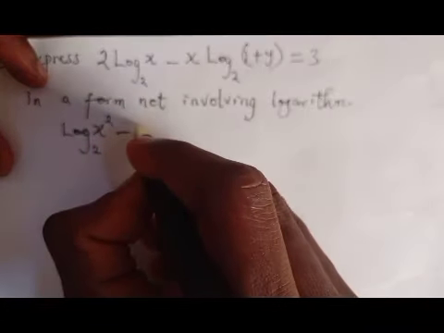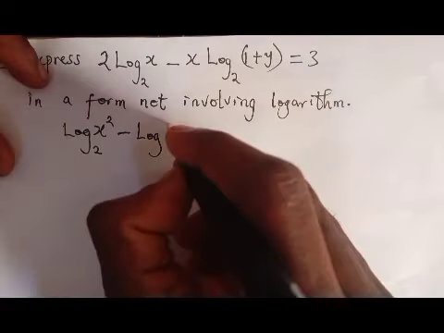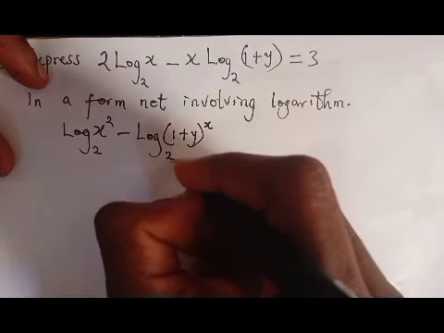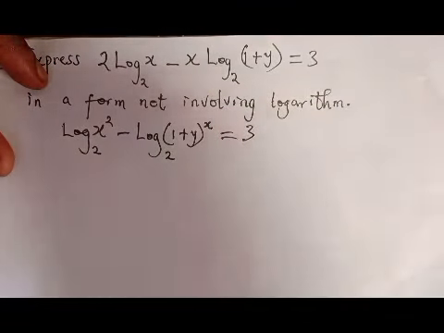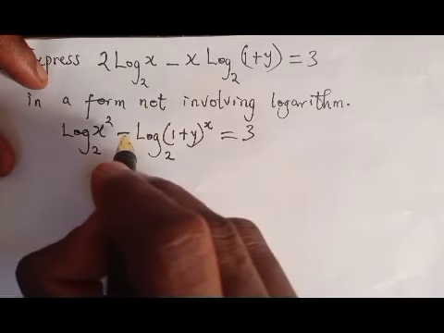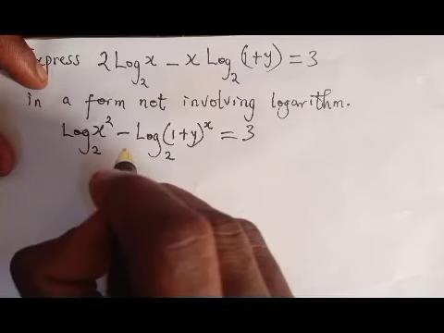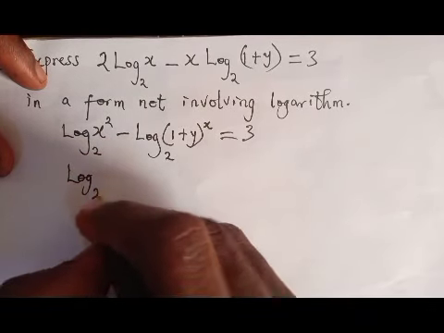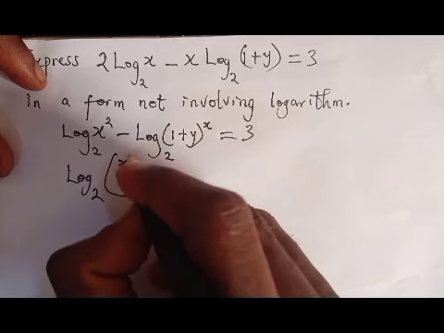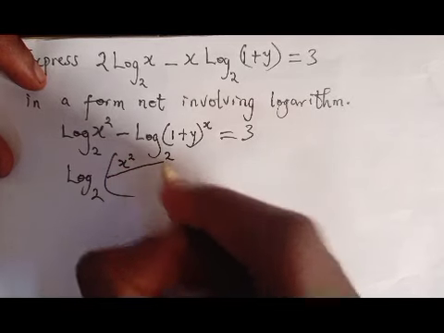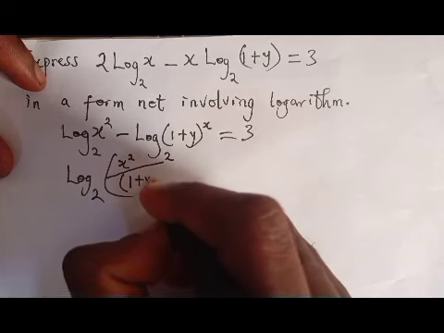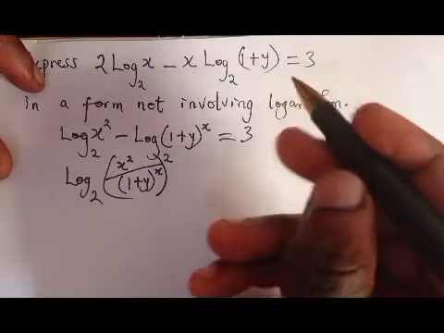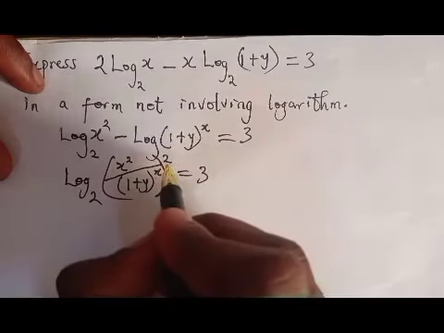Then this is going to be minus log 1 plus y raised to power x in base 2 equals to 3. Then also you remember the division law, the division law that gives us subtraction. So we're going to move to that one. Since we have the same base, this is going to be log x squared. Remember, it has to be a single fraction over 1 plus y raised to power x equals to 3.